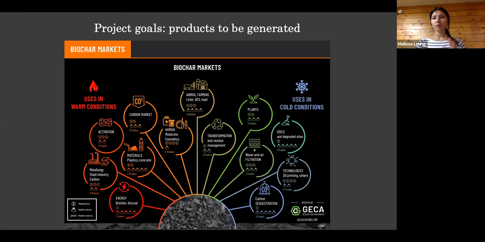Products to be generated. We have to know where we're going in the markets. A biocoal to replace fossil coal in an electric power plant is not the same biocoal that I'm going to need for steel making. And different technologies don't necessarily do both. They could do one or the other. Sometimes you can do both, but we have to make sure that we know where we're going before we're choosing a technology, because so much depends on it.